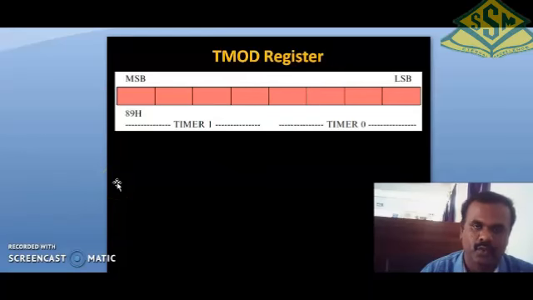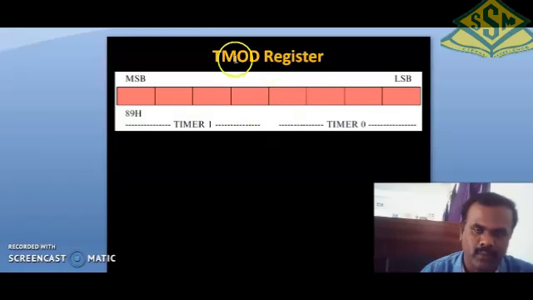Next, two types of special function registers are used in the timer sections: the timer mode register and the timer control register. The short form TMOD stands for timer mode selection, so the TMOD register is the timer mode register. Another is the TCON register, where CON stands for control registers. The first one is the timer mode register.